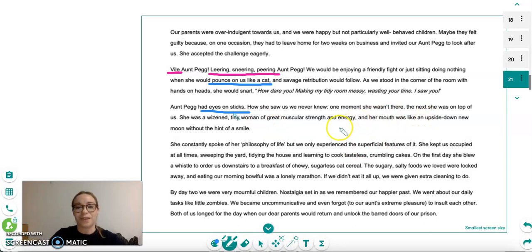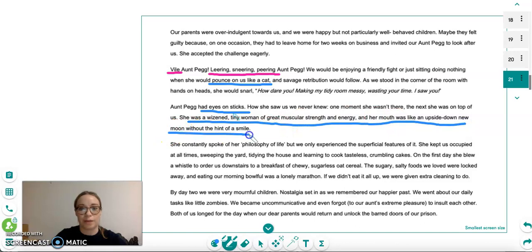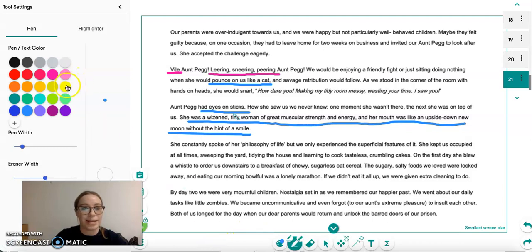Perfect. Okay, and I particularly like this quite extended passage. She was a wizened, tiny woman of great muscular strength and energy, and her mouth was like an upside-down new moon without the hint of a smile. So we have a couple of different things at play here that I am really keen to draw your attention to because I think they're so interesting. So we have a simile because we have the word like. So her mouth was like an upside-down new moon without the hint of a smile.